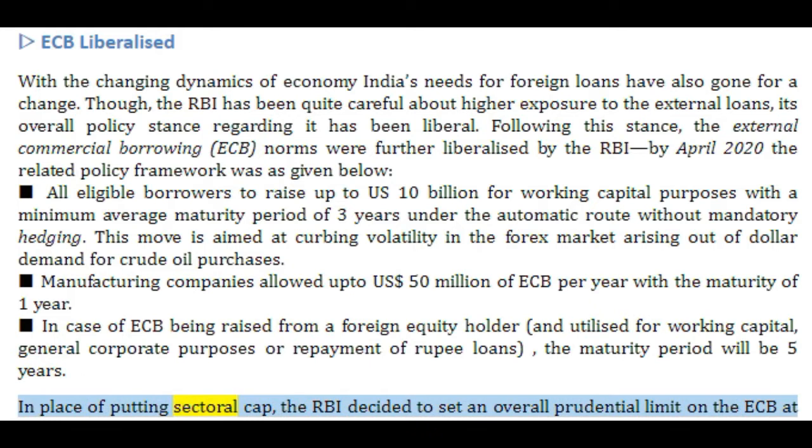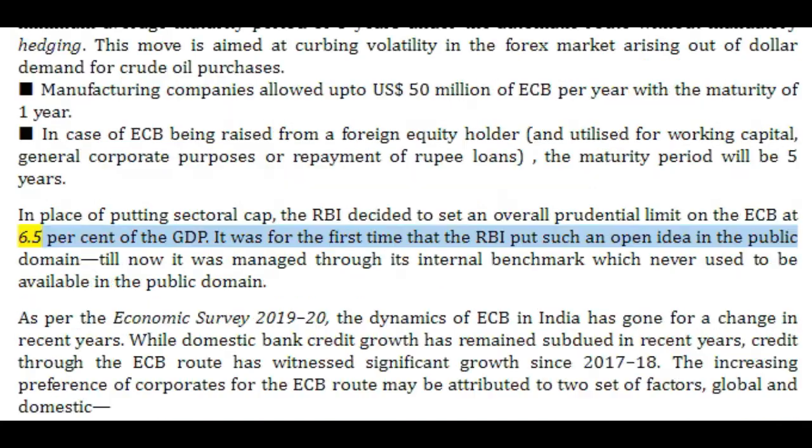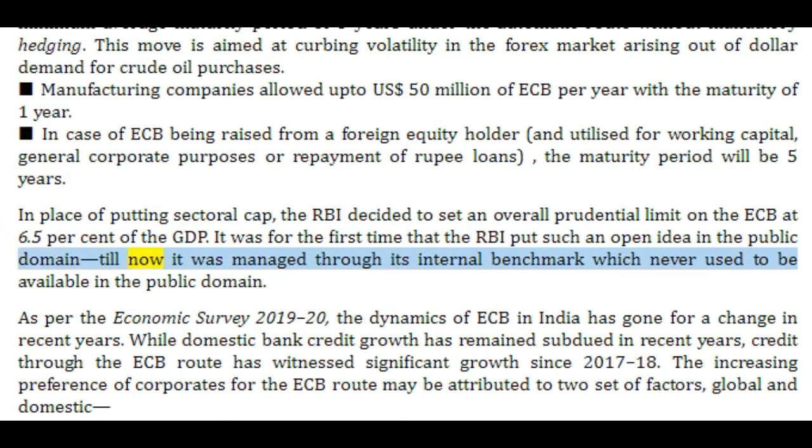In place of putting a sectoral cap, the RBI decided to set an overall prudential limit on the ECB at 6.5% of the GDP. It was for the first time that the RBI put such an open idea in the public domain. Till now, it was managed through its internal benchmark, which never used to be available in the public domain.